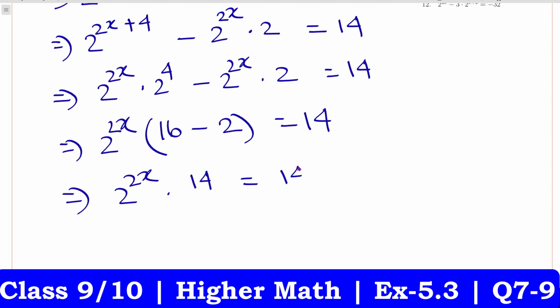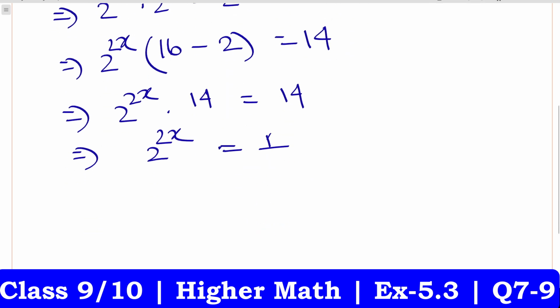So we can write this one. Now we are dividing both sides by 14. So we will get 2 to the power 2x equals, already divided both sides by 14, so here is a 1. Here is a 1. So what can we do?